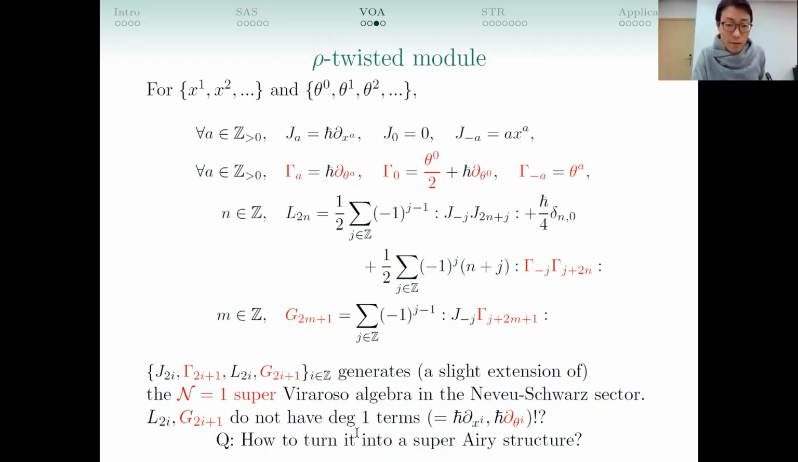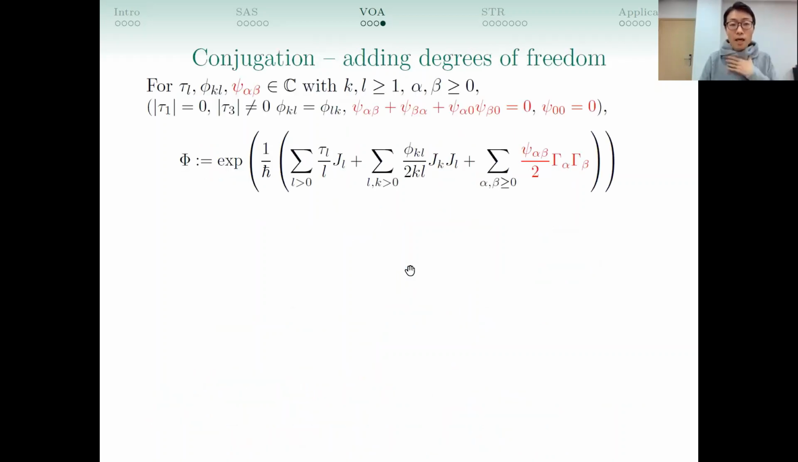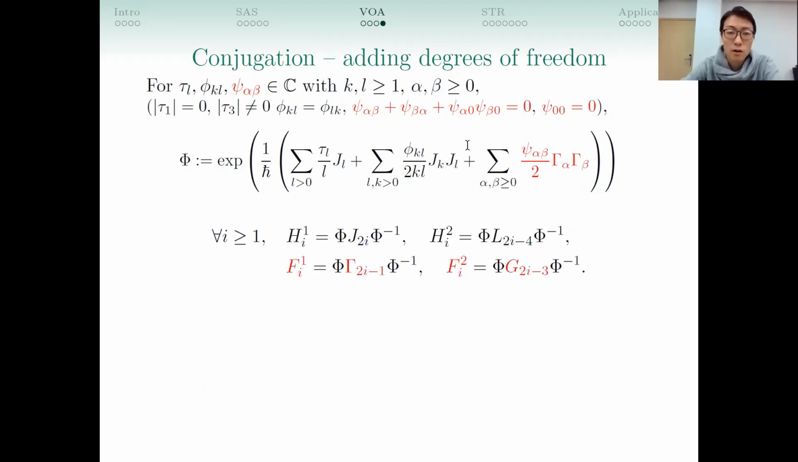Having that said, now the question is, how can we turn this set of differential operators into the form of super structures? These operators look pretty nice, but not yet exactly a super structure. So how can we bring this to the form of a super structure? And this is the answer. You have 3 sets of parameters to choose, tau, phi, and psi. And as long as they satisfy some technical condition that we can forget, let's define this operator, exponent of this here. Now we take a conjugate of the differential operators in the previous slide by this phi.